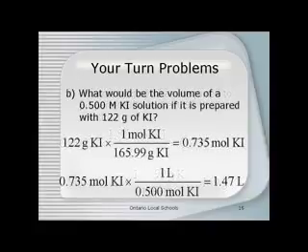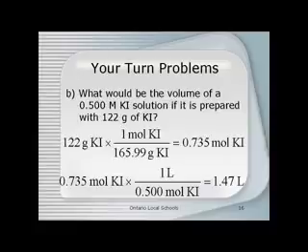Let's look at part B. Here we're asking what would the volume of a 0.5 mole per liter KI solution be if it is prepared with 122 grams of potassium iodide. So we first want to change our grams of potassium iodide to moles. So 122 grams of KI times 1 mole of KI over the molar mass, which is 165.99 grams of KI. That gives us 0.735 moles of potassium iodide.